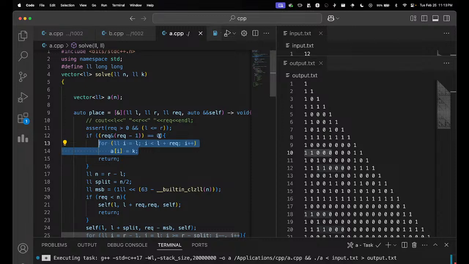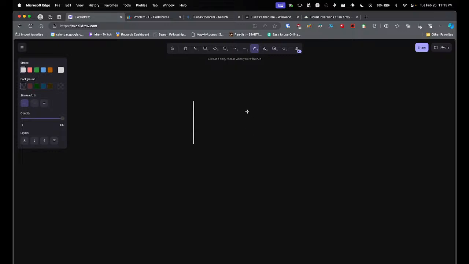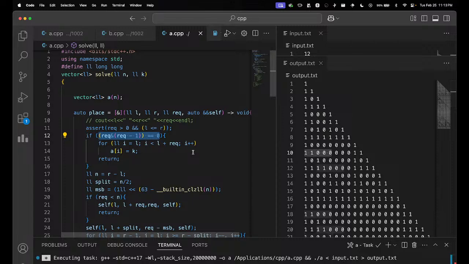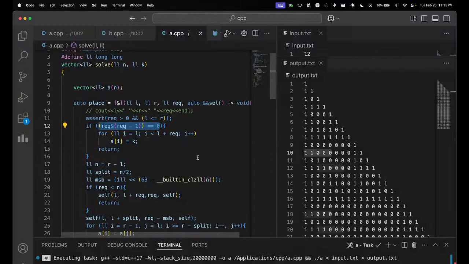So if it is a power of 2, and this is a very easy check for a power of 2, you can verify this on your own. But in short, a power of 2 in binary form is 1 followed by zeros, and n minus 1 is all ones, and this bit is 0. So if I take an AND, it's going to be 0. Only a power of 2 has this property, so I can just check if it's a power of 2 or not.